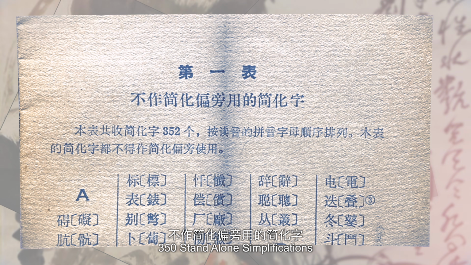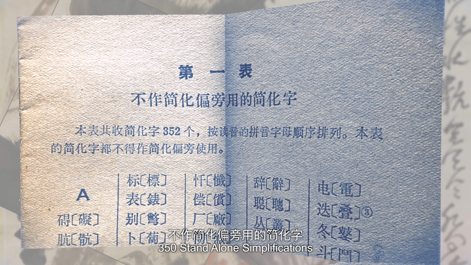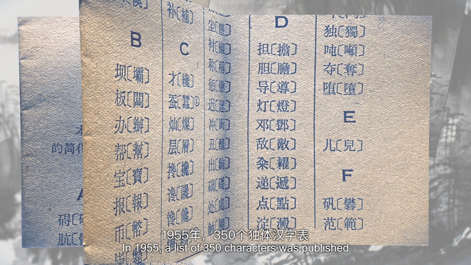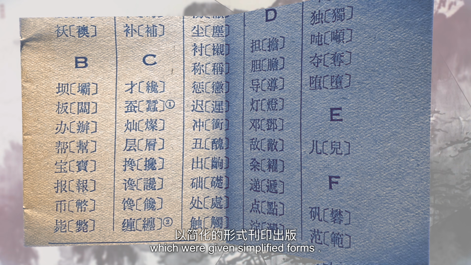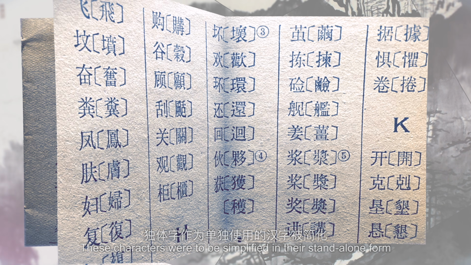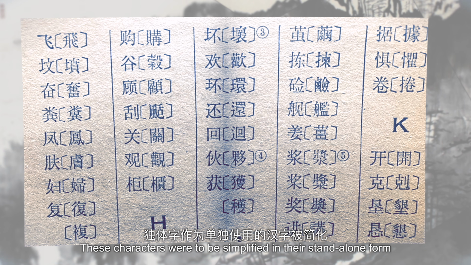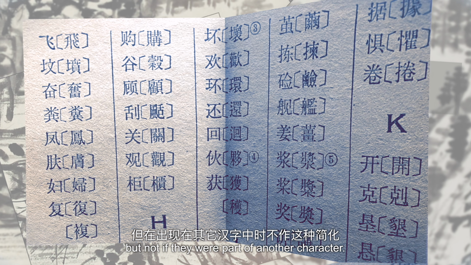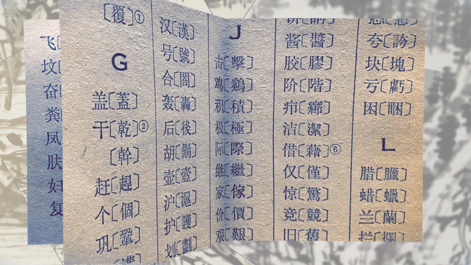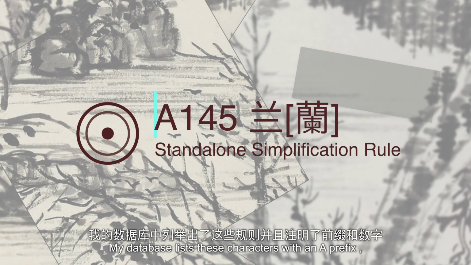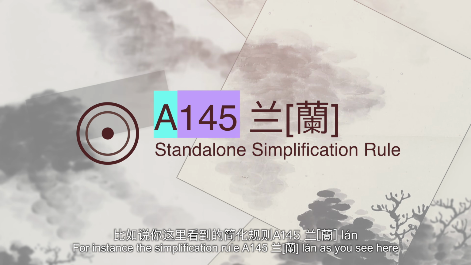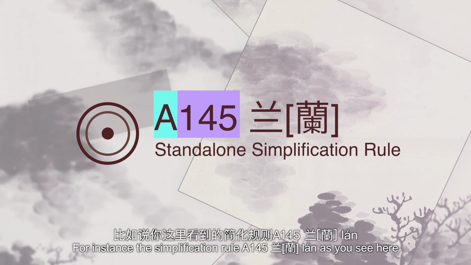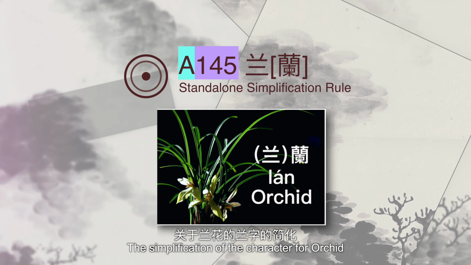Standalone Simplifications. In 1955, a list of 350 characters was published, which were given simplified forms. These characters were to be simplified in their standalone form, but not if they were part of another character. My database lists these characters with a prefix. For instance, the simplification rule A145, as you see here, the simplification of the character for orchid.